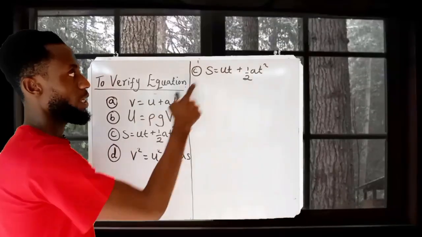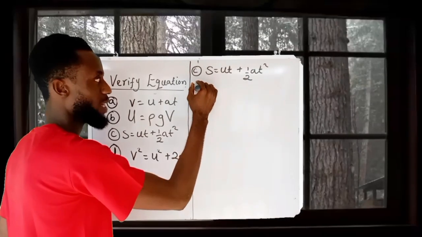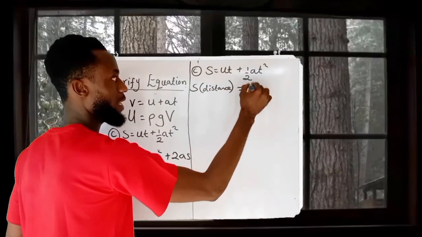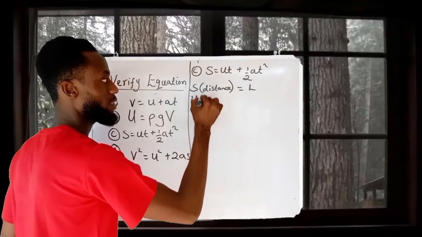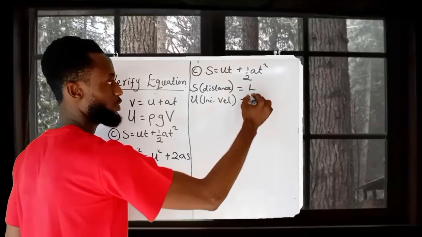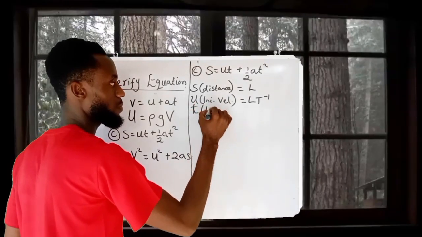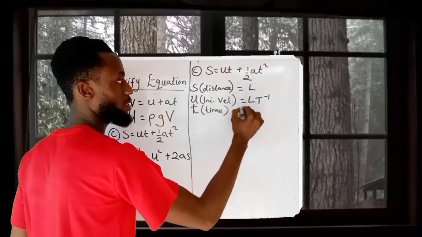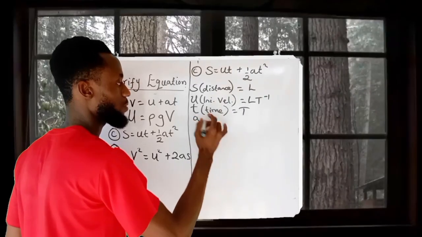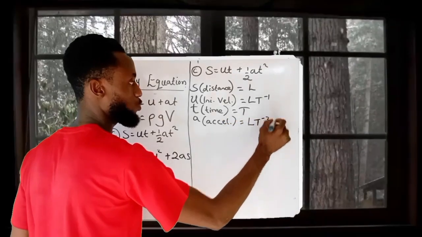Over to the third. S is equal to UT plus half AT squared. Of course, we know that S stands for distance, so that means L. U again stands for initial velocity, so it's the same dimension as velocity, LT^-1. T stands for time, which is just the dimension capital T. A stands for acceleration, which we have figured as LT^-2.